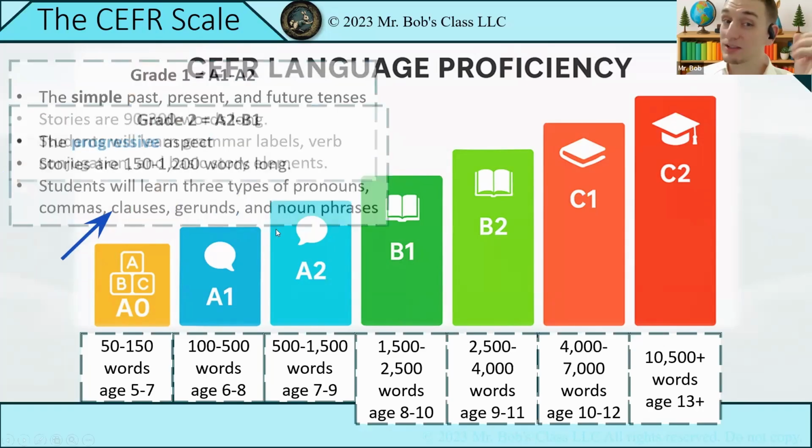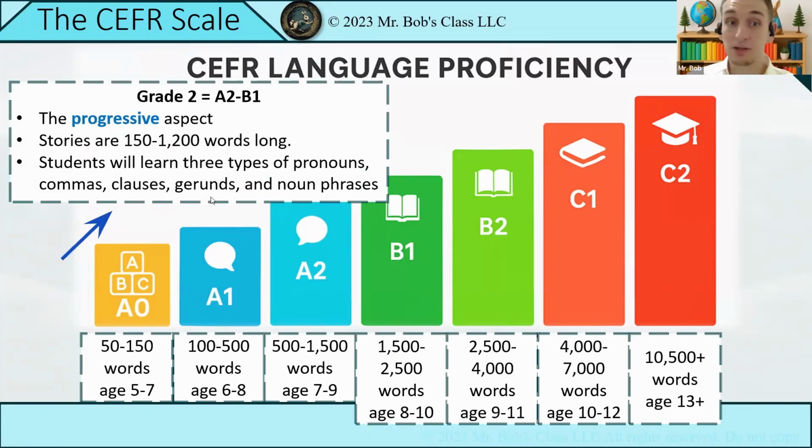And then as we move to the grade 2 lessons, this is at the A2 or B1 level on the CEFR scale. Students will already know some things about the progressive aspect, but this is when we really teach the past, present, and future tenses of the progressive. Stories are 150 to 1200 words long. There are 3 types of pronouns that we'll learn here. There are commas, clauses, gerunds, and there are so many types of noun phrases. There are so many ways to make noun phrases. You can do it. There's so much that you can and will learn here. I'm really excited to show you how my lessons work here.